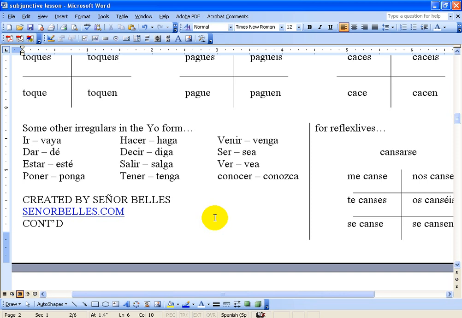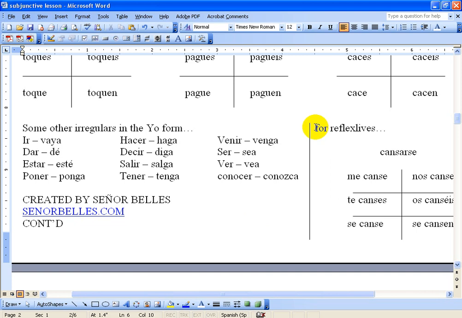So I'll just say them to you really quick. Vaya, dé, esté, ponga, haga, diga, salga, tenga, venga, sea, vea, conozca. And there are others. I just gave you some more popular ones that I like to use.